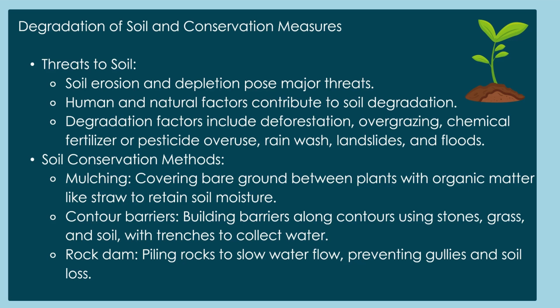Soil conservation methods. First one is mulching. Covering bare ground between plants with organic matter like straw to retain soil moisture. Contour barriers. Building barriers along contours using stones, grass and soil with trenches to collect water. Then rock dam. Piling rocks to slow water flow, preventing gullies and soil loss.